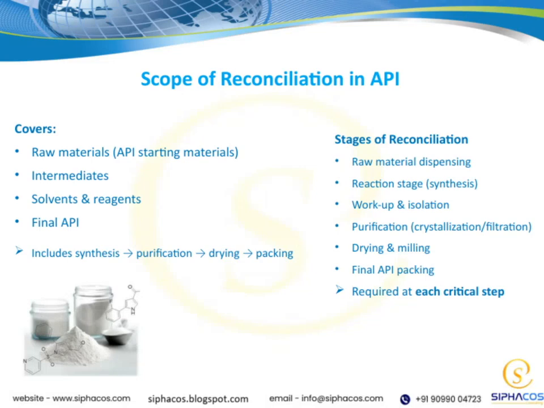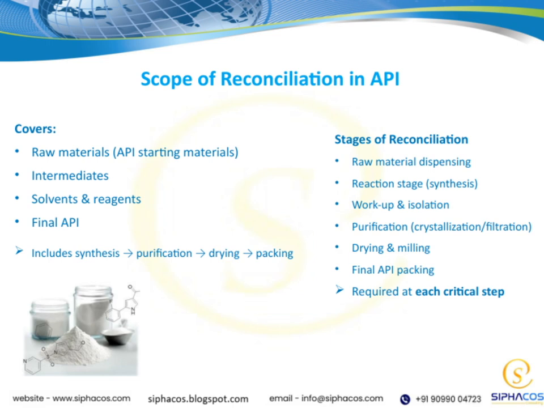Let's take a closer look at the stages of reconciliation in the API manufacturing process. We start with raw material dispensing, which is where we carefully measure and prepare our starting materials. Next comes the reaction stage, or synthesis, where the core chemical transformation happens to form the API. After that, we move into the workup and isolation phase, where we separate our product from the reaction mixture.